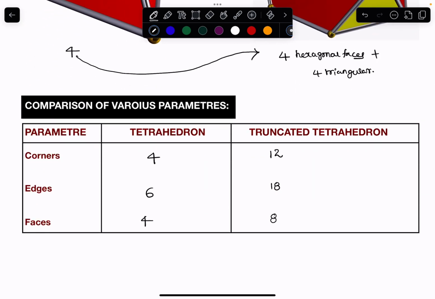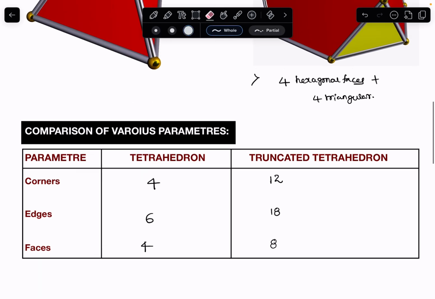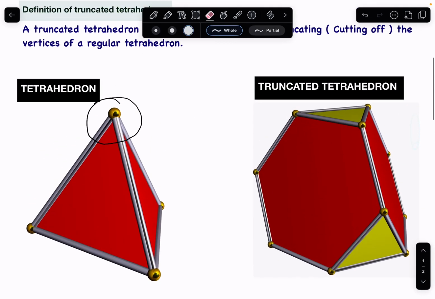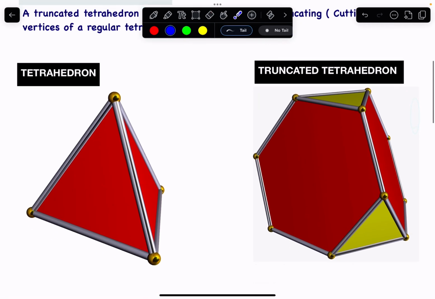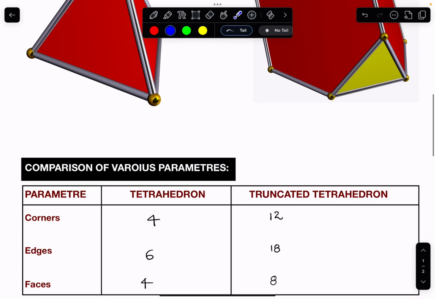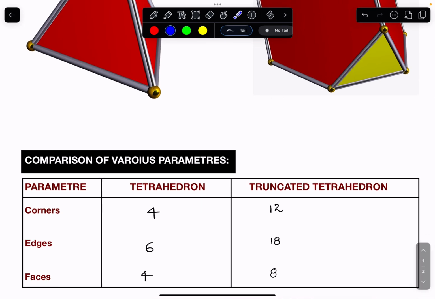So this is the final comparison of a truncated tetrahedron and a tetrahedron. The exact meaning of tetrahedron, the exact meaning of truncated tetrahedron, and the comparison of various parameters: number of corners, number of edges, and number of faces. It is very difficult to remember the values. You only have to visualize the object. You have to know the exact meaning of truncation, and due to truncation, how new faces are produced, how new edges are produced, and how new corners are produced.